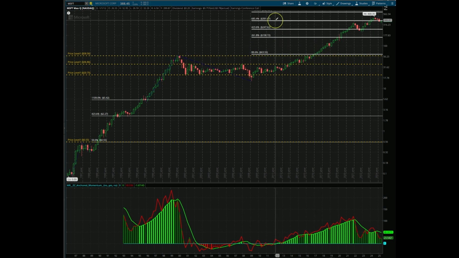And where are we at now? We're not that close, but we're close enough to another 1100%. And right now it's playing around with the 685.4, which it came up to, backed off a little bit, found support on the 423.6, and then moved higher and went through and came back to touch. And then it's going higher. That's what it looks like.